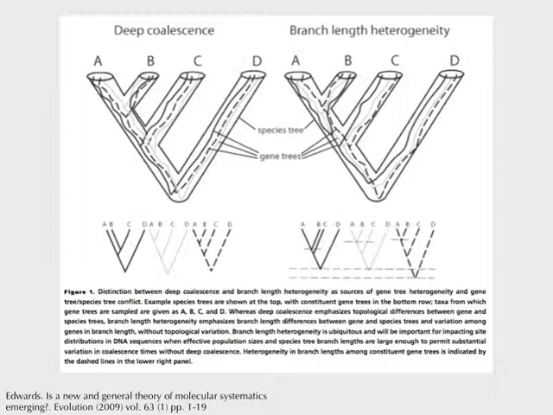Population subdivision. Right, because that has the same effect of increasing effective population size, and thus making it slower time to coalesce.